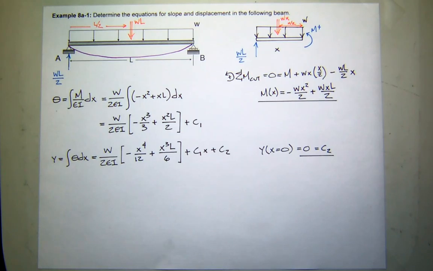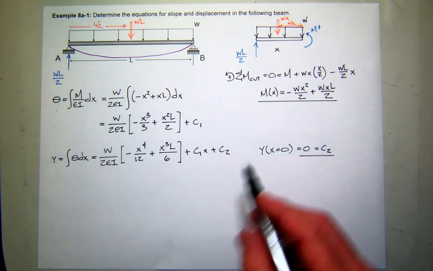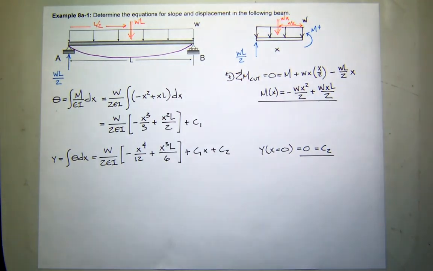Why would you put 0 in C1? Well, because C1 is times x and x is 0. I see.